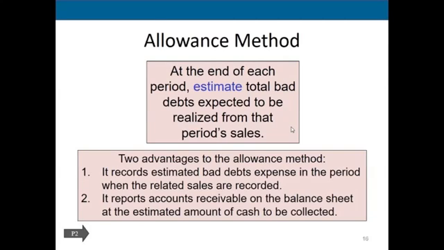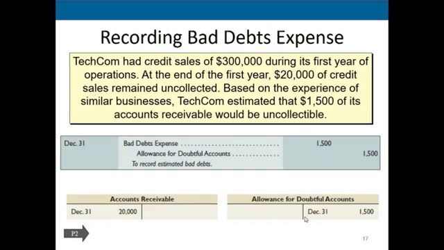But I'm just going to go ahead and say this right now: it's a big guess. Like a lot of things in accounting, it's a big guess. Again, we're going to estimate bad debt expense in the period that the related sales are recorded. This is what gets us into the matching principle. And it reports accounts receivable on the balance sheet at the estimated amount of cash to be collected. That's what's good about the allowance method.